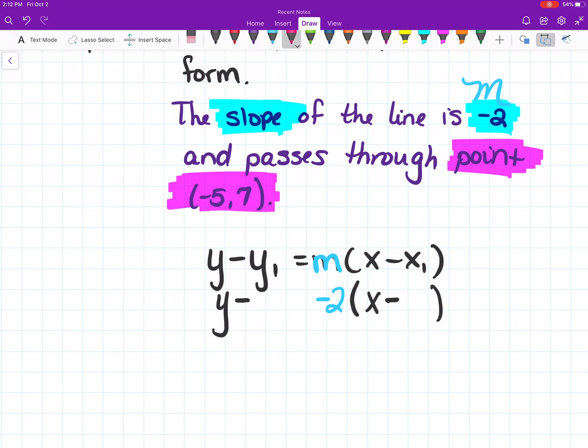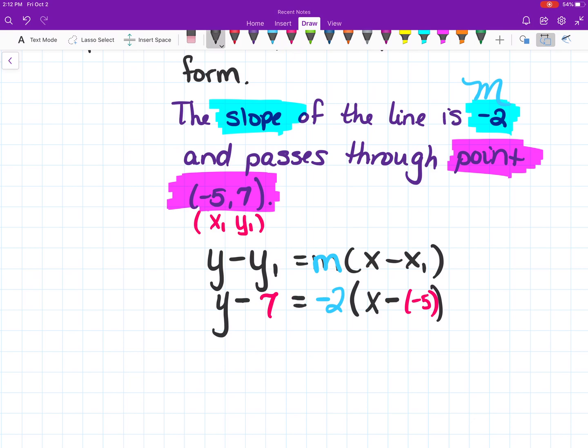So what am I getting from the word problem? Well, x1, y1. x1, remember, is always the first one. y1 is always the second piece. So x1 is -5. I'm putting that in parentheses. y1 is 7. Oops, I forgot my equal sign. That was part of the original formula.